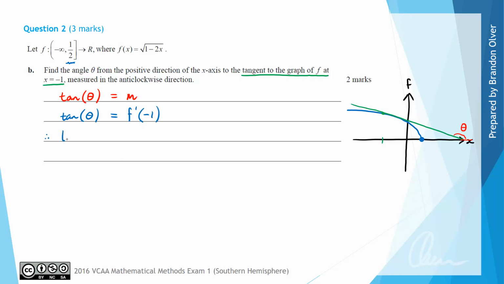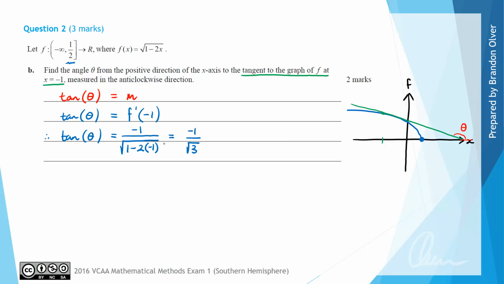So therefore tan of theta is equal to, so if we think back to the derivative function that we just calculated in part A, we had negative 1 divided by the square root of 1 subtract 2x, but here we're putting x in as negative 1, so this will give us negative 1 divided by the square root of 3.